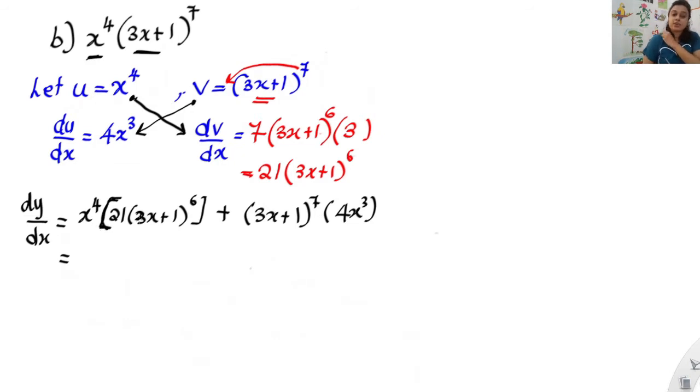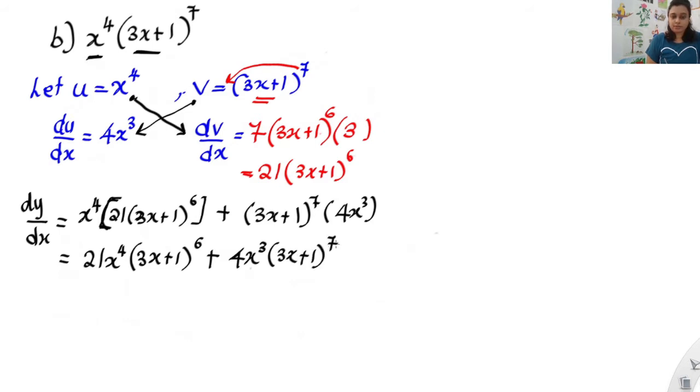Once you copy already, see if there is anything you can solve here. Like this one, I can multiply the number and the x, so here I'll get 21x power of 4. This one I just remain. If the power is like this, power of 6, do not expand, just remain like that. Here I'm just going to bring the 4x power of 3 in front, 3x plus 1 power of 7, like that.